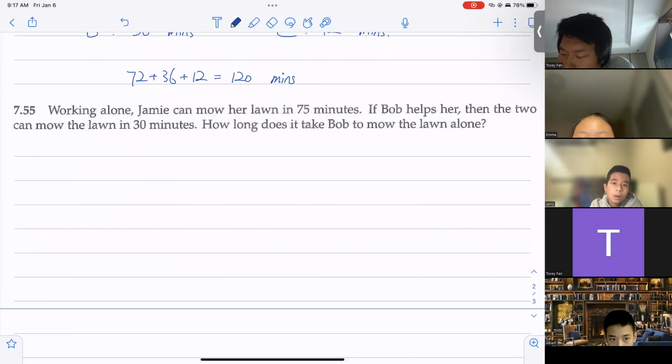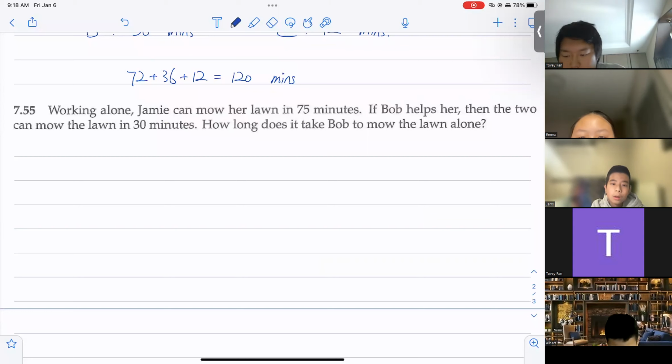Working alone, Jamie can mow her lawn in 75 minutes. If Bob helps her, then the two can mow the lawn in 30 minutes. How long does it take Bob to mow the lawn alone? I think you understand this, right? Yeah, okay. Any question for this? I just don't know which way I should do it. Okay, very good.